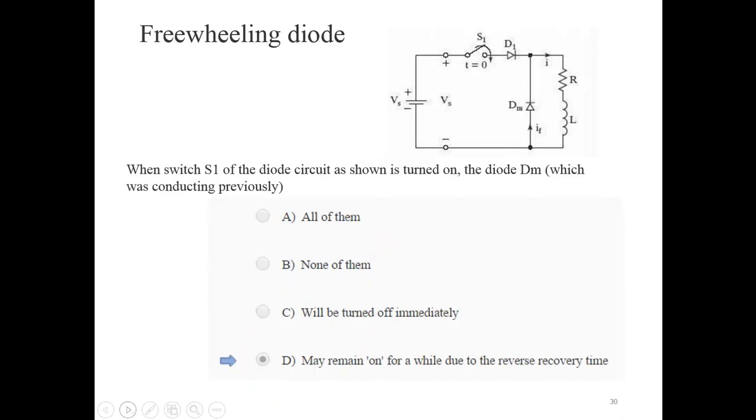Then this is the freewheeling diode. When the switch is turned on, the freewheeling diode was conducting previously. It may remain on due to the reverse recovery time. If current was flowing through the diode and you turn on again, there may be current flowing through there, and it will take a certain time before it recovers. The current may be going in the opposite direction. It may remain on for a while due to the reverse recovery time, so it will not turn off right away.